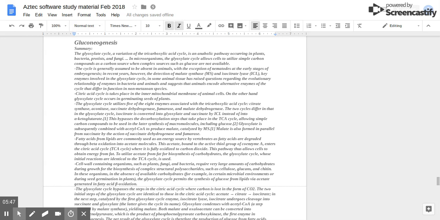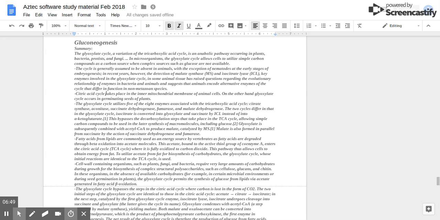The citric acid cycle takes place in the inner mitochondrial membrane of animal cells. On the other hand, the glyoxylate cycle occurs in germinating seeds of plants. The glyoxylate cycle utilizes 5 of the 8 enzymes associated with the tricarboxylic acid cycle: citrate synthase, aconitase, succinate dehydrogenase, fumarase, and malate dehydrogenase. So these are the 5 enzymes associated with the glyoxylate cycle, 5 of the 8 enzymes associated with the tricarboxylic acid cycle.